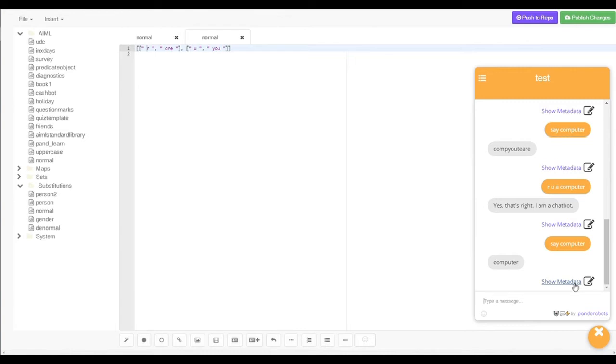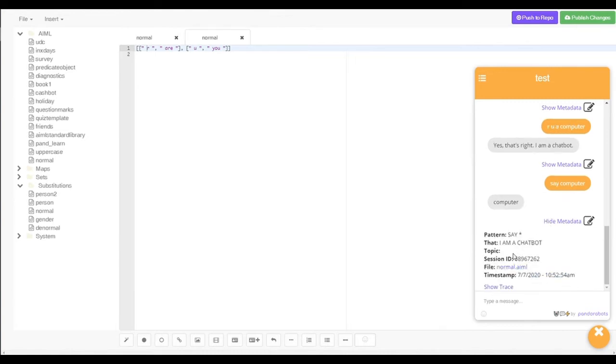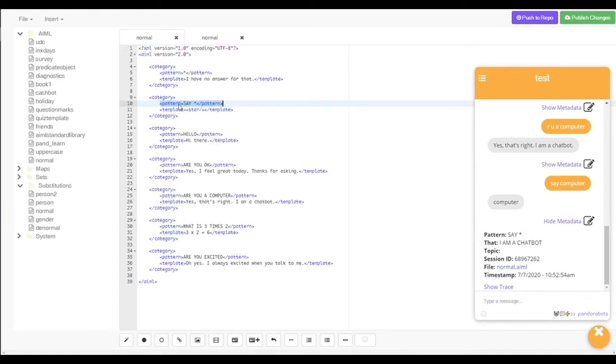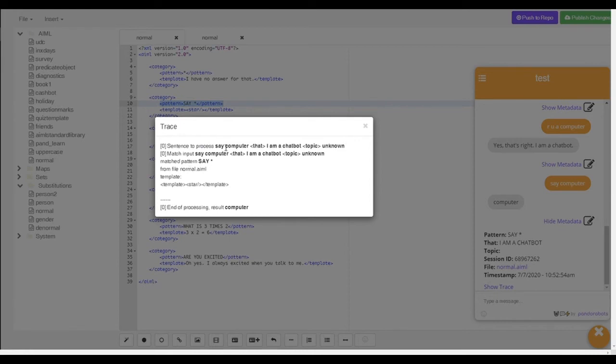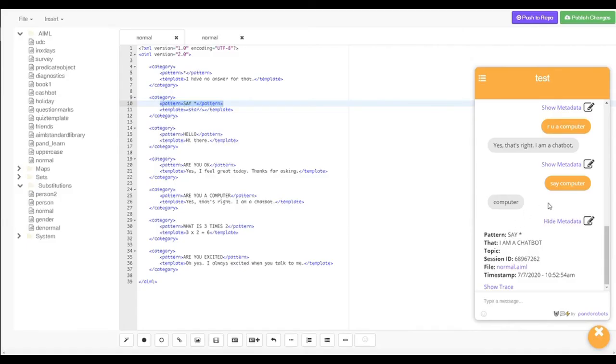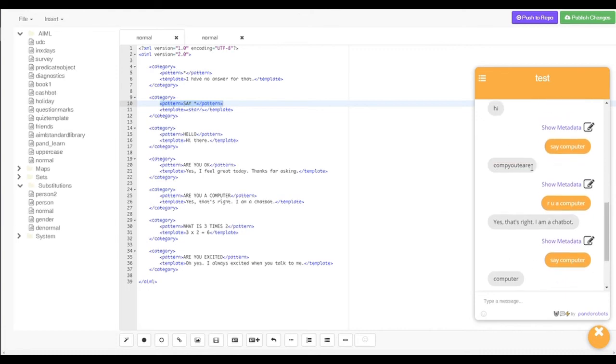As you can see, this metadata shows you where the categories have been stored. When it's activated and you click on that, it highlights it here, so it makes it nice and easy to debug. Same with show trace. It's saying this is what the person typed in, I've matched this in the categories, which says say that from the file there, and the end result is there. This is really useful, because without this the user was stuck.